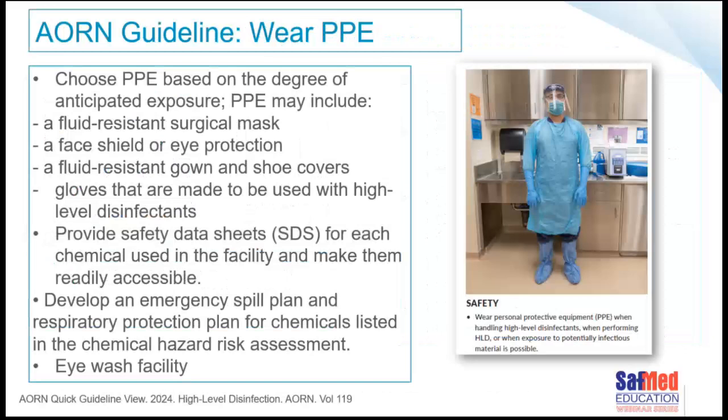What does the AORN guideline teach us about wearing of PPE? Choose the PPE based on the degree of anticipated exposure. So that could include a fluid-resistant surgical mask. It could include a face shield or eye protection. I've definitely had a splash in my eye before, and it was not pleasant at all. Fluid-resistant gowns, shoe covers, of course. Having the safety data sheet available is very important. Developing an emergency spill plan and respiratory protection plan for chemicals is also something that's very important.